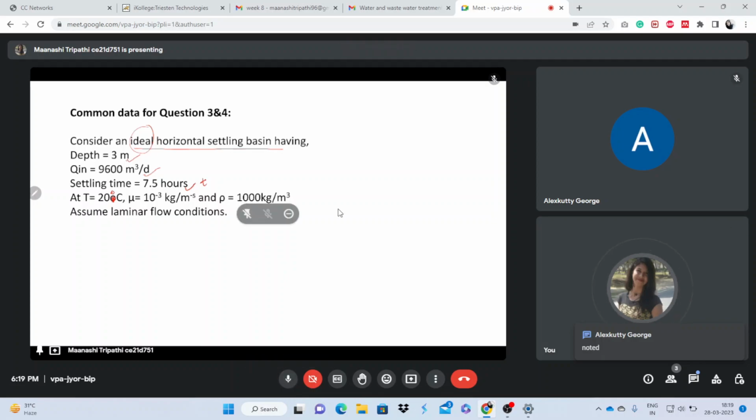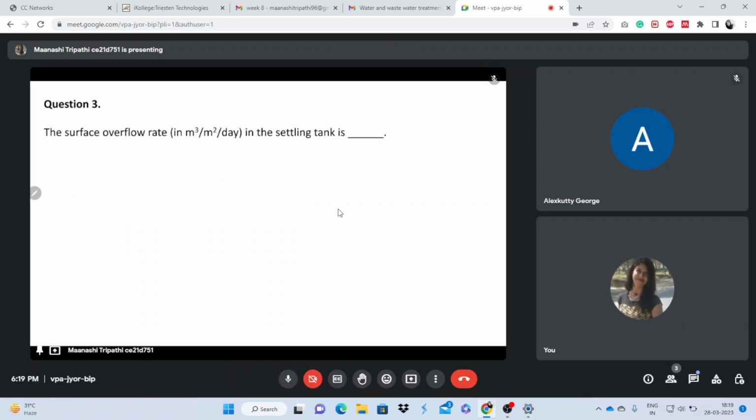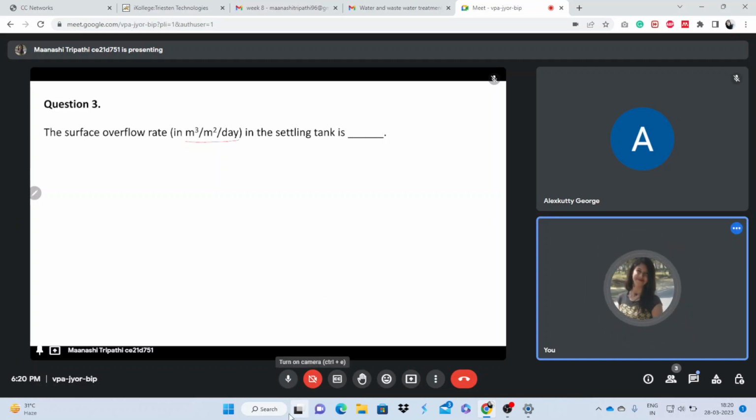Okay, we'll move towards the question. The surface overflow rate in the settling tank is, surface overflow rate means, if you see the unit, it's in terms of velocity. Velocity can be calculated in various ways. So please try to answer this question. We have seen the information given in the previous slide. Using that information, we have to calculate the surface overflow rate in the settling tank.